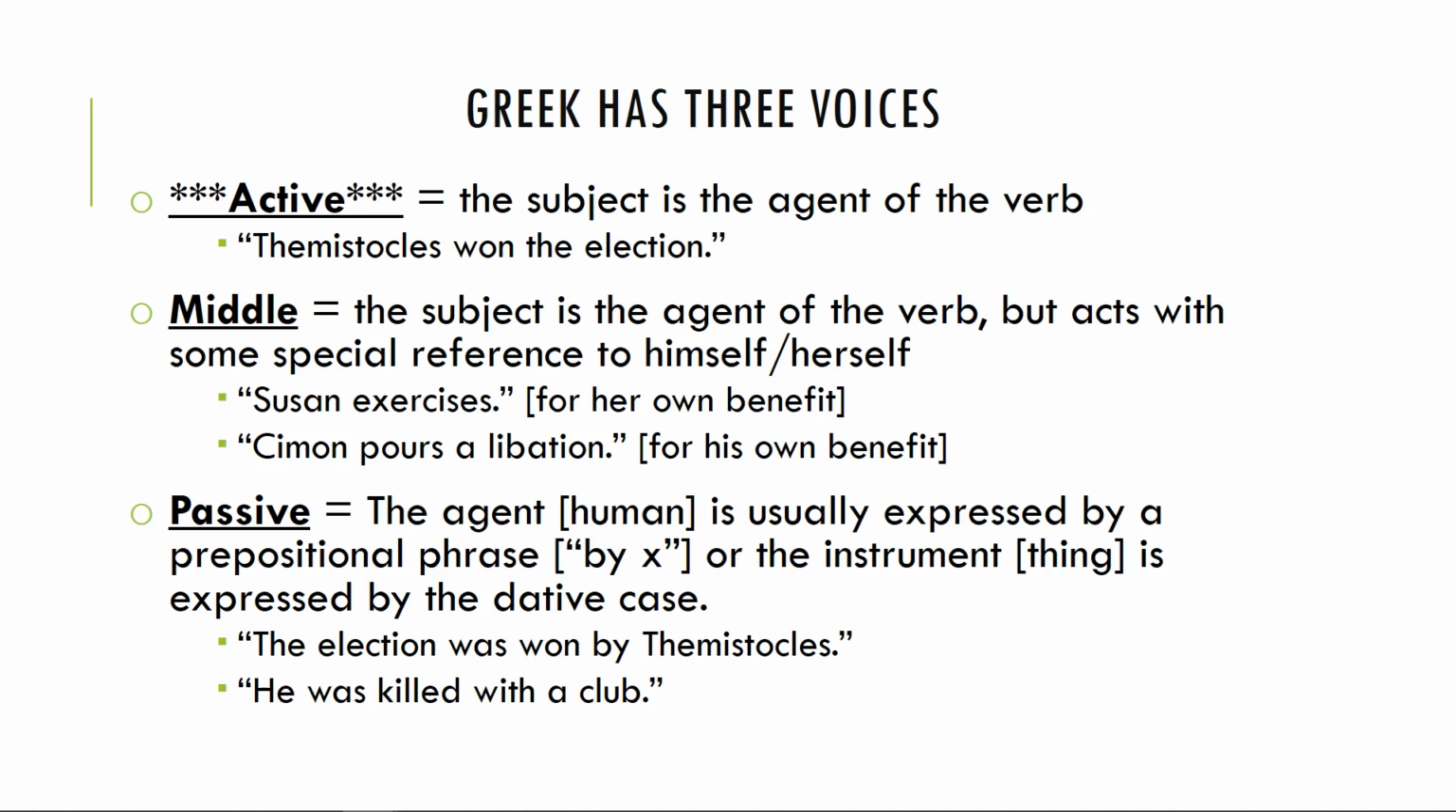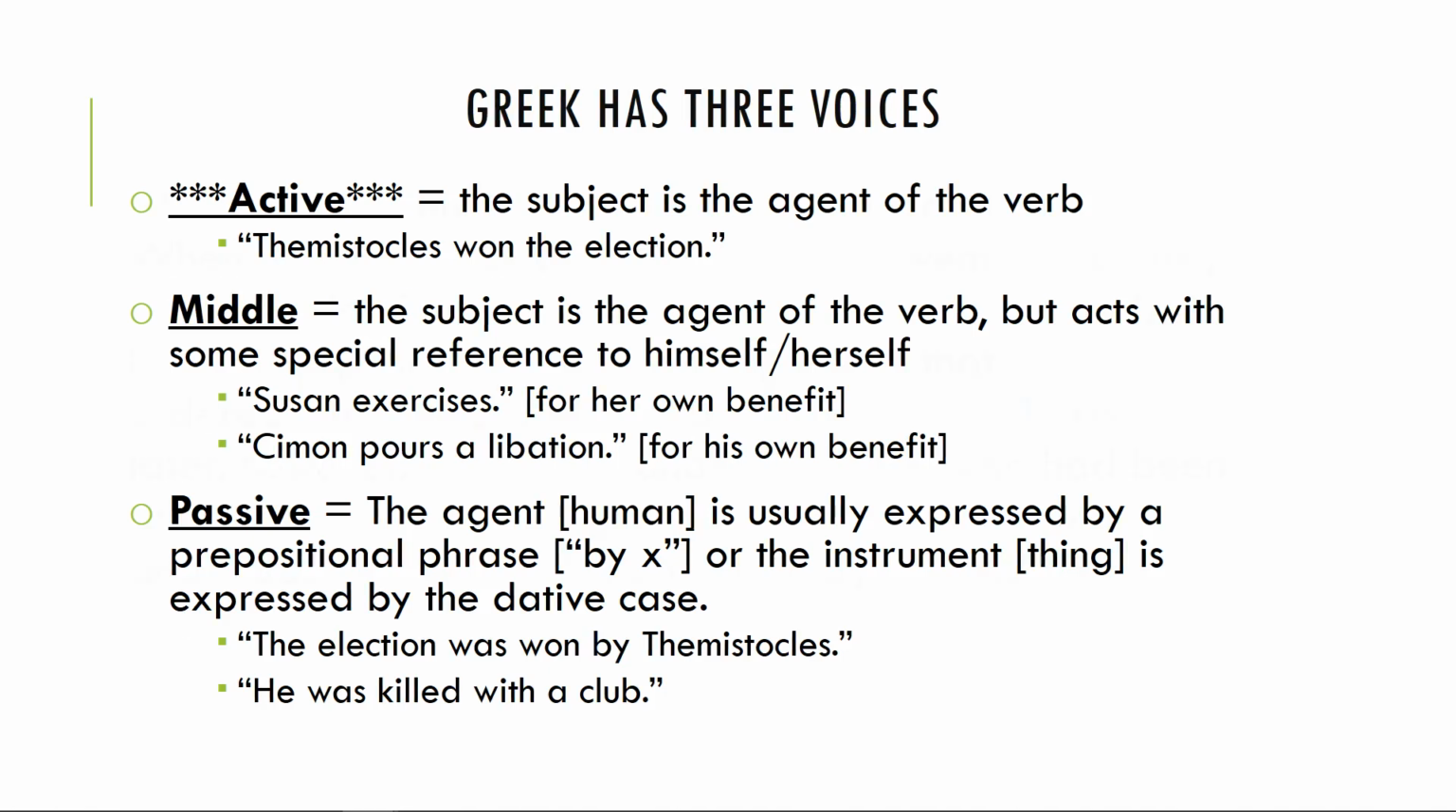The Greeks also have something called a middle voice, which is like the active mostly, except there's always some kind of reference back to the person doing it. So the subject is the agent of the verb but acts with some special reference to himself. If Susan exercises, she's doing it for her own benefit. If Cymon pours a libation for his own benefit, it would be in the middle. So you'd have that little nuance in there. Some words have different meaning in active and middle. So there's a verb peitho that means I persuade, and in the middle it means I obey. So I've persuaded myself, therefore I'm obeying.